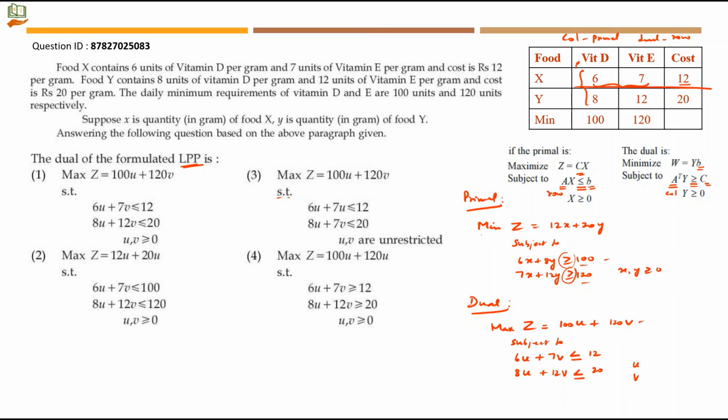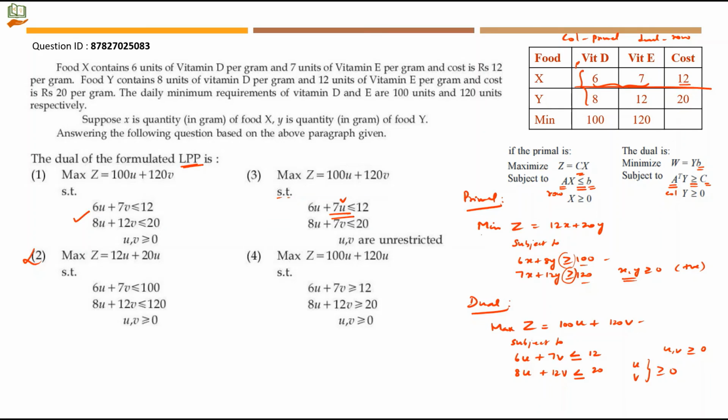What are x and y? X and y are greater than or equal to 0. Since both are positive numbers, here u and v will also be greater than or equal to 0. Now we will see which of the options is matching. So the objective function is right in 1, 3 and 4. We will rule out option 2. Now we will check for the condition 6u plus 7v, 8u plus 12v. Here they have given 12 and 20. It is perfectly fine. And u, v is greater than or equal to 0. Everything is fine for option 1.